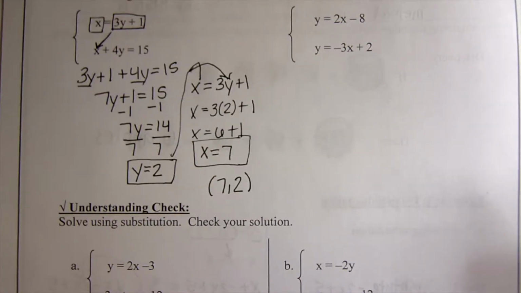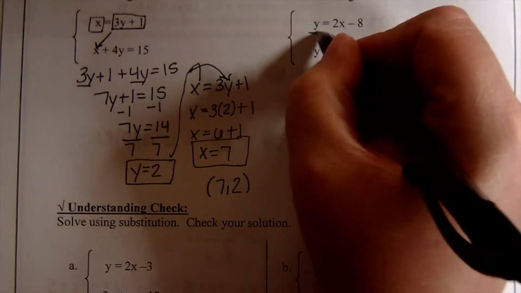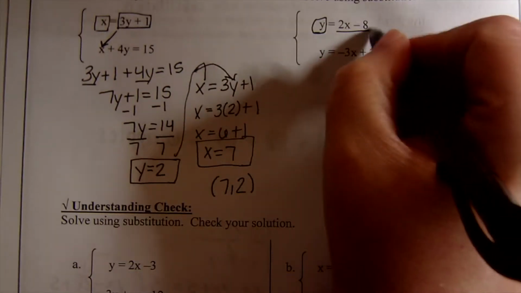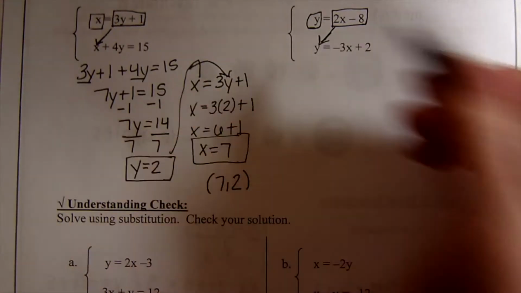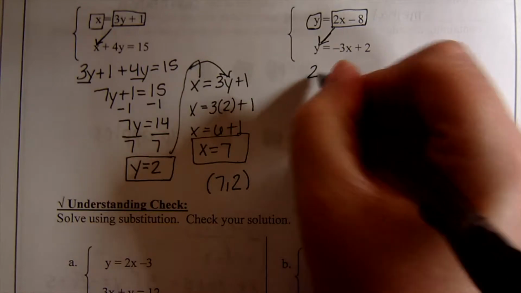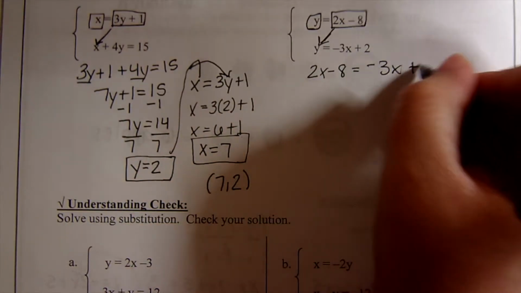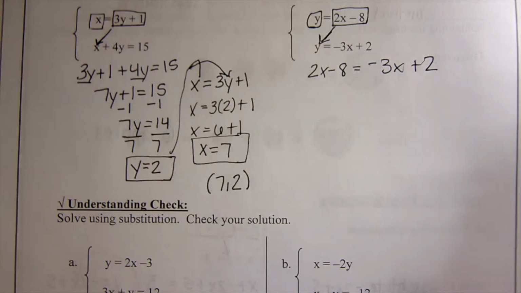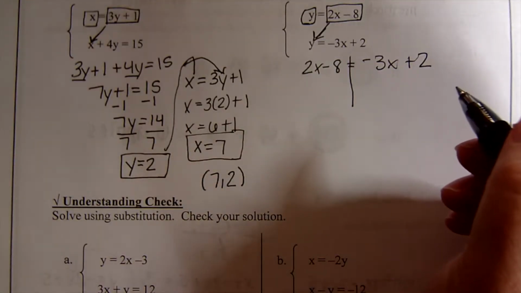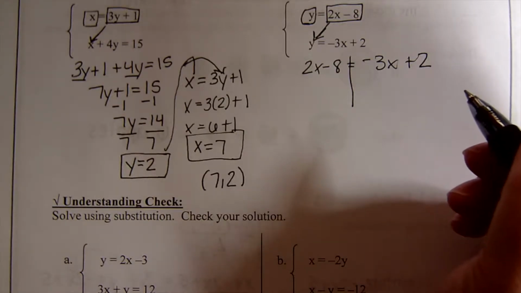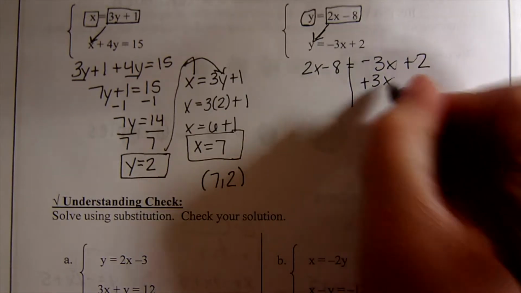Alright, and then in C, I have y equals 2x minus 8. So y now wants to be known as 2x minus 8. So I'm going to plug that in for y. 2x minus 8 equals negative 3x plus 2. What am I going to do first? Put the x on one side. I need to get my x's on the same side. So we want to add 3x to both sides.